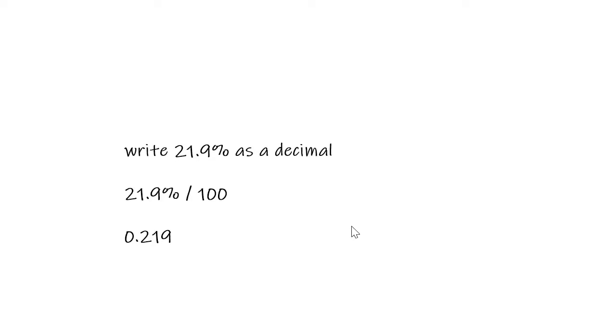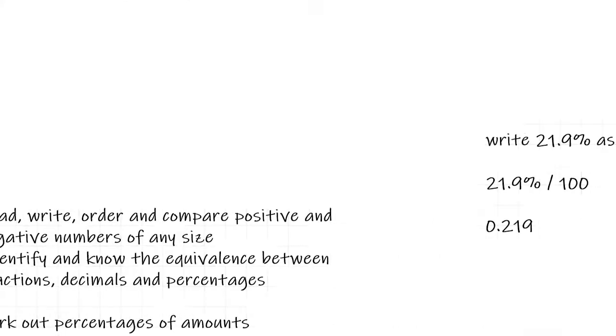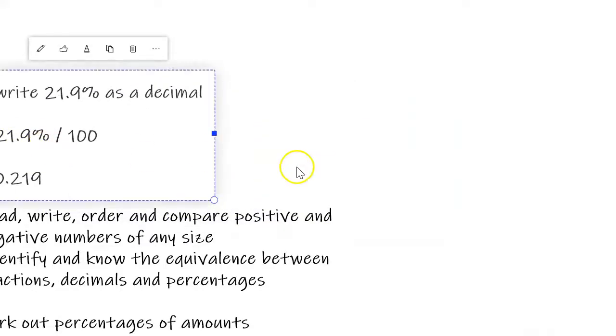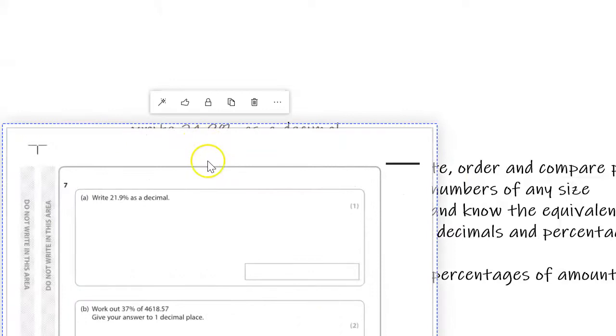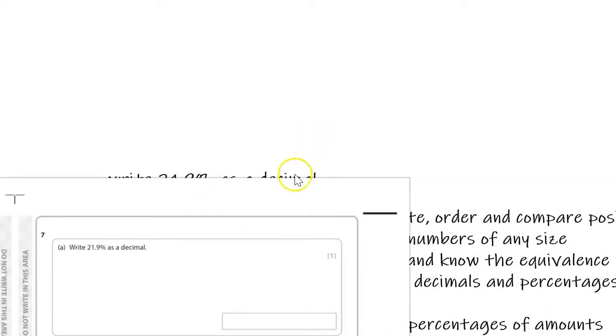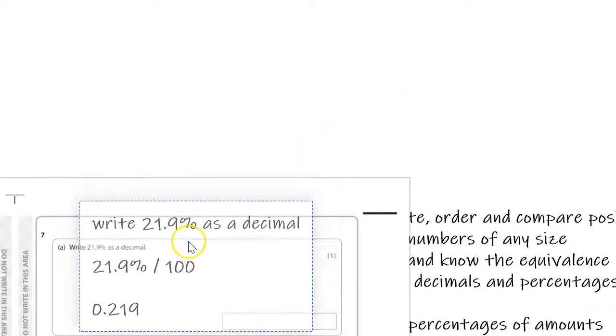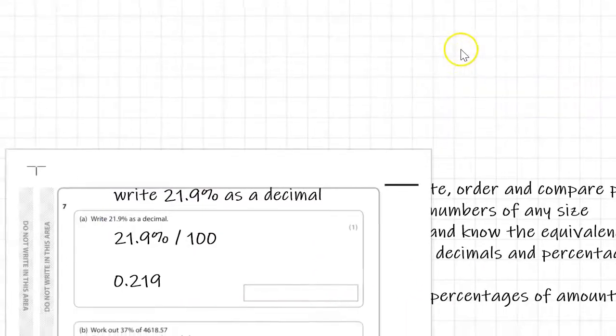So to turn a percentage into a decimal, you divide by 100. So I've done that there. 21.9% divided by 100 is 0.219. So I'm going to transfer that back into the question as the answer. Okay, so let's just put it in and then move on to the next one. Hopefully it fits. So where's it gone? There it is. Okay, so that's the answer.